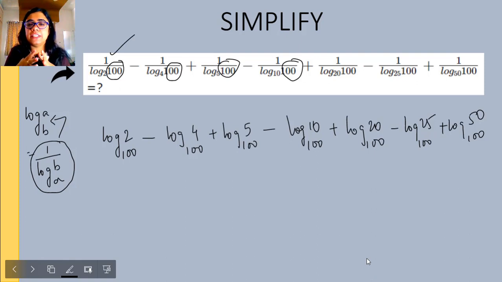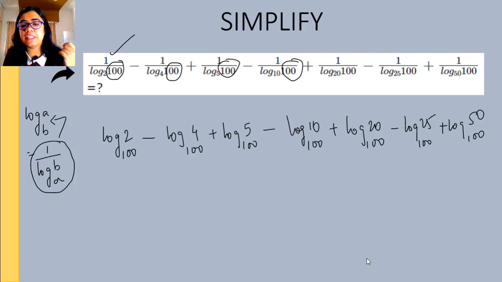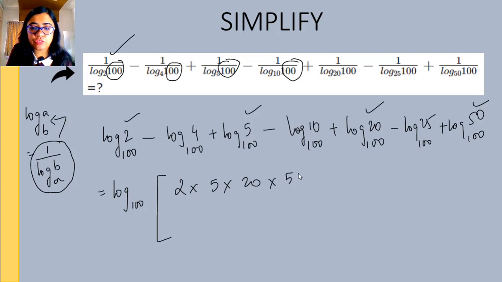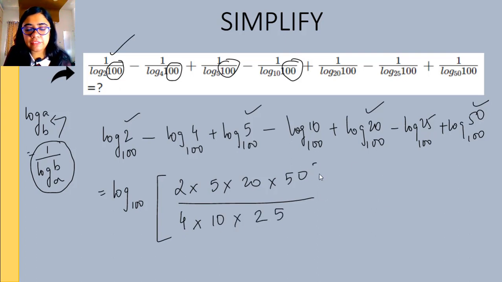Now wherever there is addition you multiply, wherever there is subtraction you divide. You can use the basic law of logarithms. So you have log to the base 100 of 2, 5, 20, 50. They'll get multiplied, 2 into 5 into 20 into 50, upon wherever there is minus sign, which is 4, which is 10, which is 25. There are 3 terms. They will get divided. That's it. Nothing else to do.